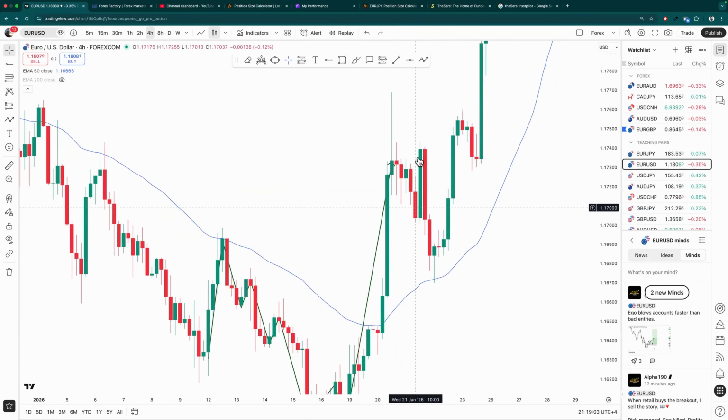Because the price might consolidate inside for as long as it wants. But until we see a break of structure or change of structure, we don't know whether there's a lower high getting created or a higher low getting created. That's how you find out.